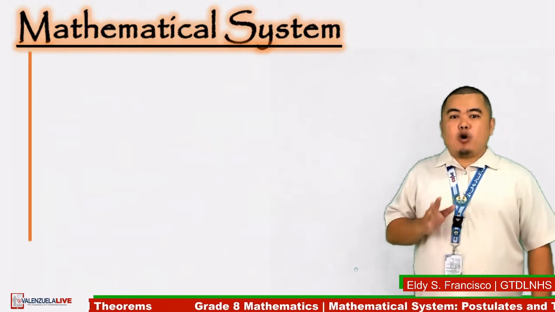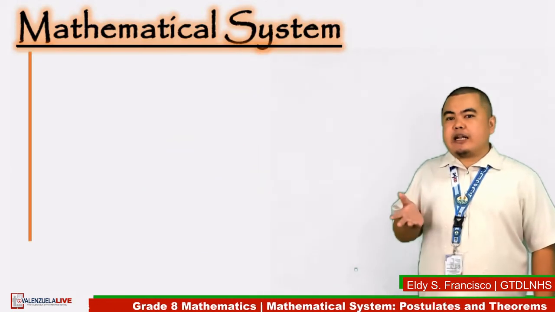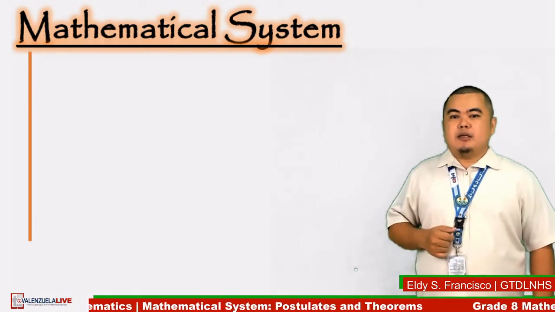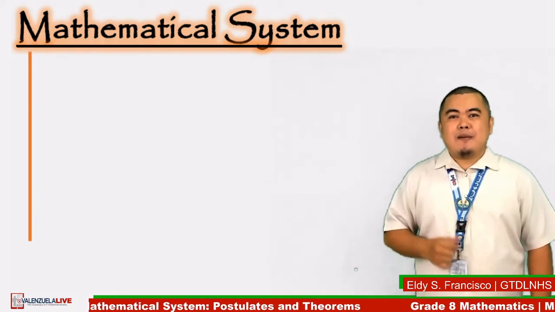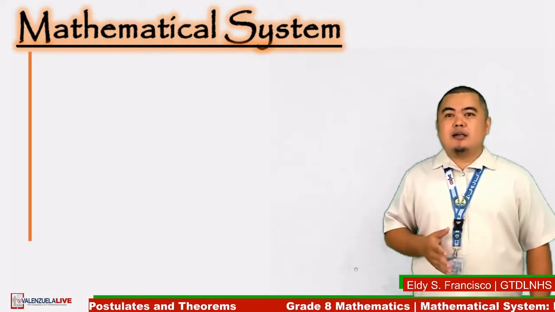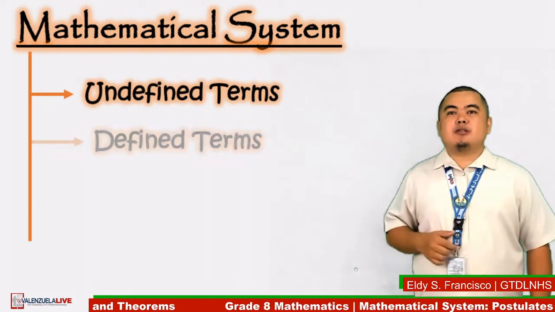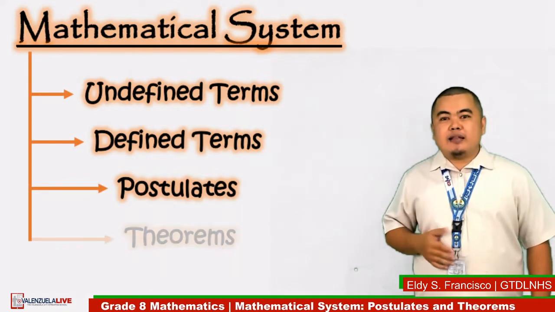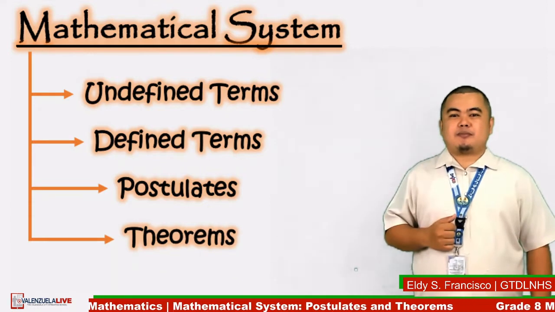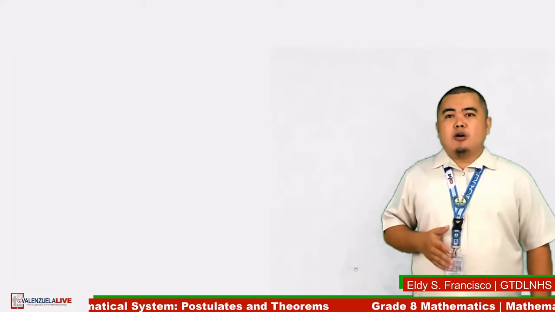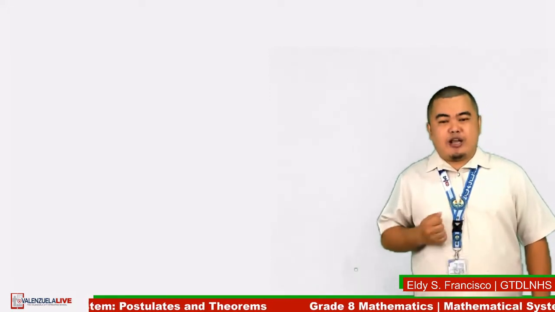But before we begin, let us first recall the parts of mathematical system. And what are those? Very good. The parts of mathematical system are undefined terms, defined terms, postulates, and theorems. The focus of our discussion for today will be about postulates and theorems.